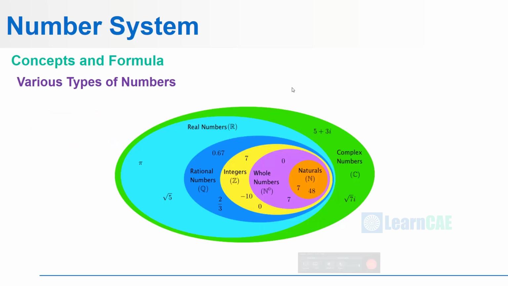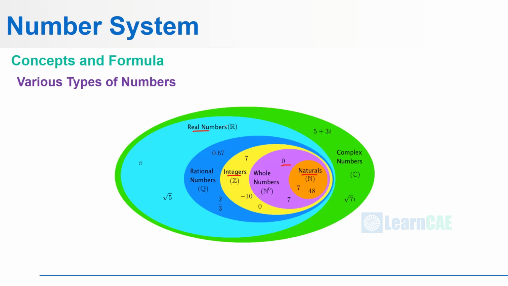Next, in this figure we shall see different categories of numbers as subsets of one another. In the center we have natural numbers which start from 1, followed by whole numbers which start from 0. And the next one is integers which contain both positive and negative numbers. Next is rational numbers which contain fractions, decimals as well as integers, whole numbers and natural numbers.